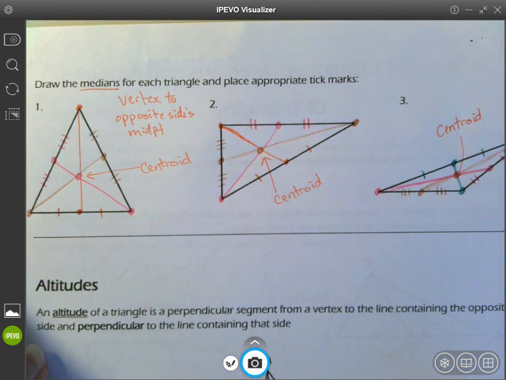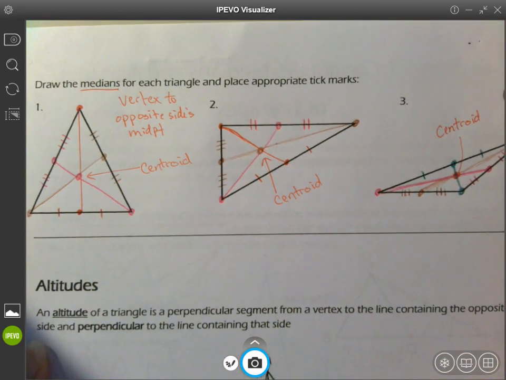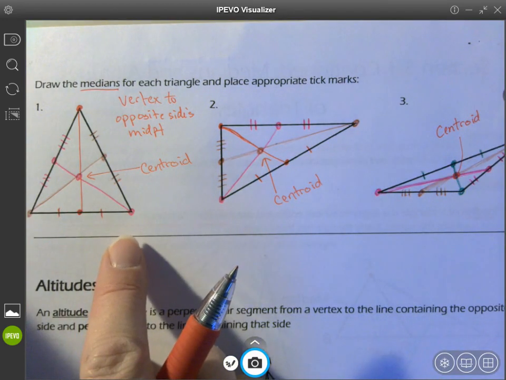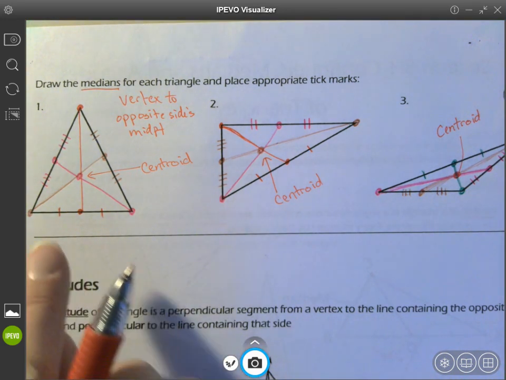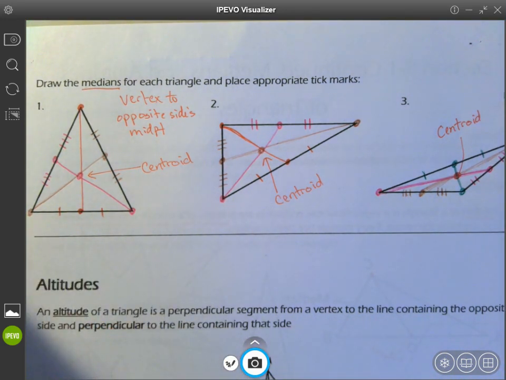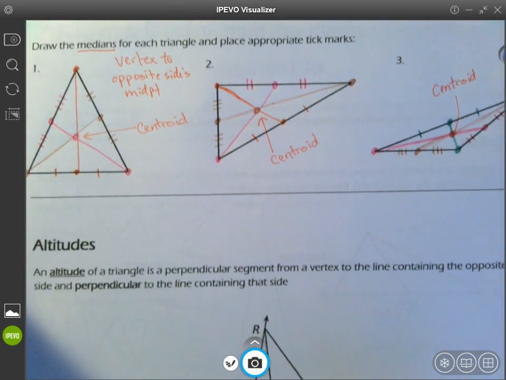It's actually a balancing point. So if you physically had a triangle cut out of maybe a piece of wood, and it was the same thickness, and you drew the medians, you should be able to balance it on that centroid. Okay, that's the purpose of that. All right, now we're going to change, and we're going to go to altitudes.